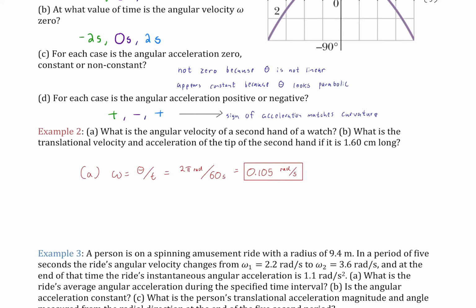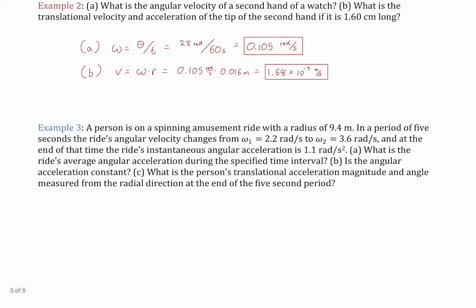Then if we want to find the translational velocity of its tip, that's why we need a particular length, because otherwise it wouldn't make sense. It's omega times r. So we take that value and multiply it by the radius, converted to meters. Then we get 1.68 times 10 to the negative 3 meters per second, or 1.68 millimeters per second. That's how fast it's actually moving in a translational sense. All right, looks good.